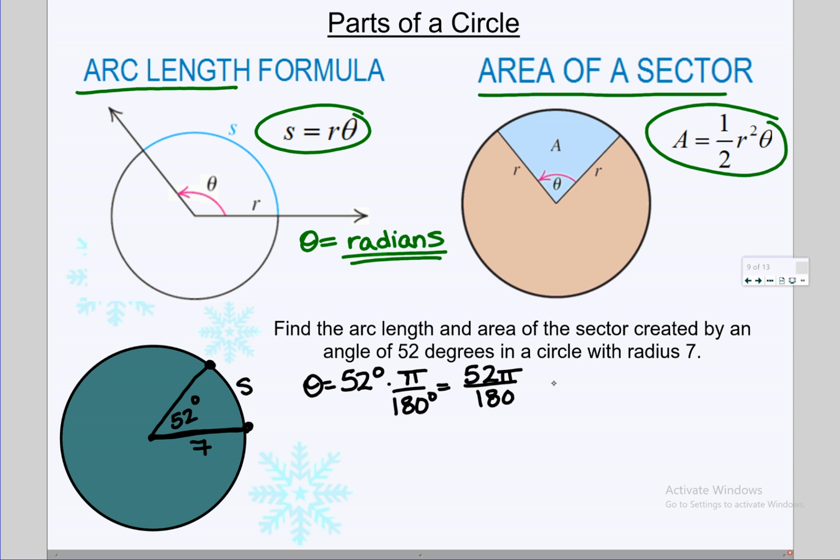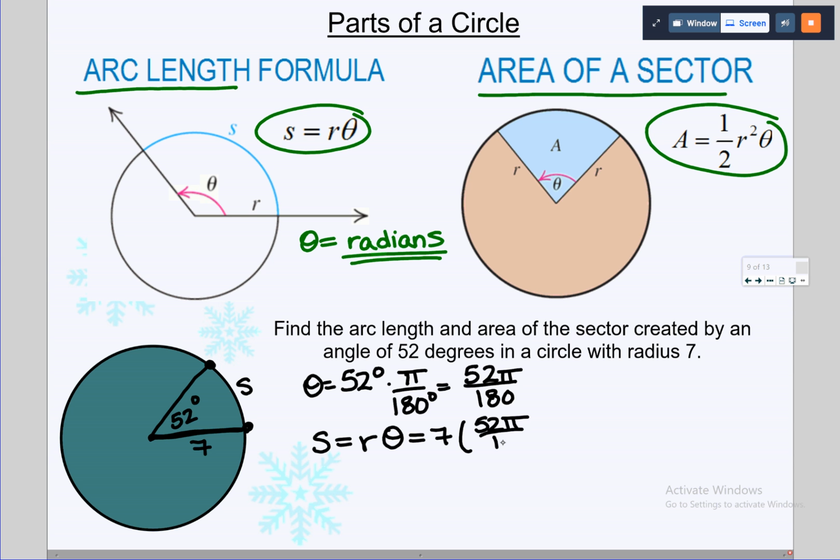Okay. Now I want arc length first, so that's just S equals r theta, where r is my radius, 7, and theta is 52 pi over 180. And then you just type it in. A decimal would be appropriate here. You round to whatever you need to if you're doing your math Excel. So 7 times 52 times pi divided by 180, get about 6.35. This is a distance. We would need to label it. We don't have a unit here, so I'm just going to say units.